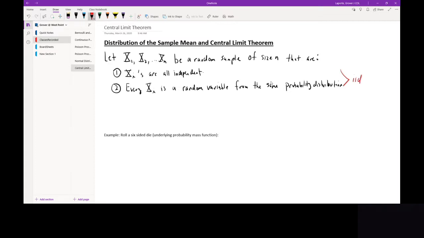These two things are called independent and identically distributed. So that's what you'll see it called. And another thing we pull out here is that for number 2, the same probability distribution, this thing is generally called the underlying. So you'll hear me probably say the underlying distribution.